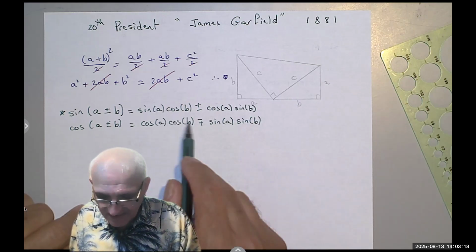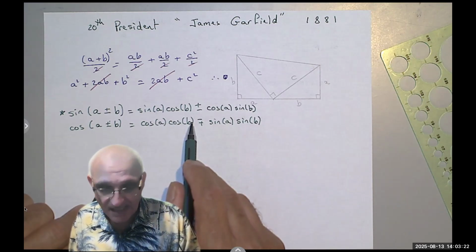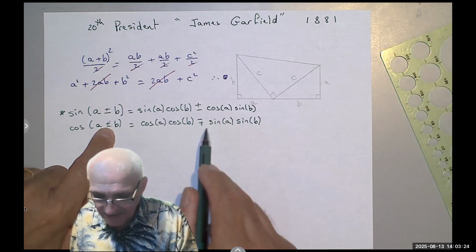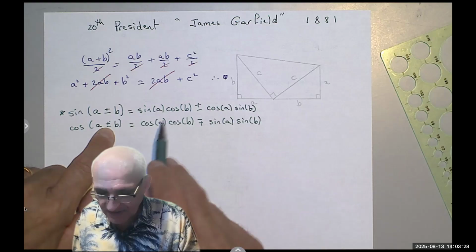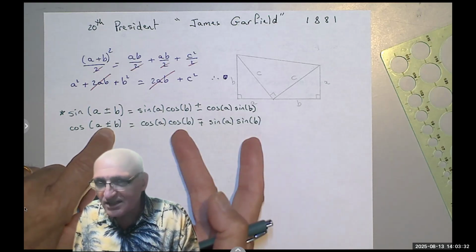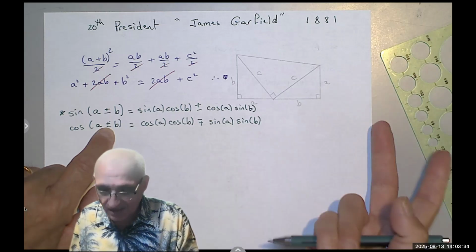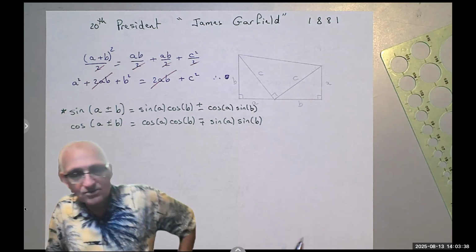But if this is A and this is A, you get cosine A times cosine A, which is cosine square A. Notice when I subtract, it's plus sine A times sine A, which is sine square A. So you get cosine square A plus sine square A, which is the same as sine square A plus cosine square A equals 1. So cosine 0 equals 1, and that's correct, of course.